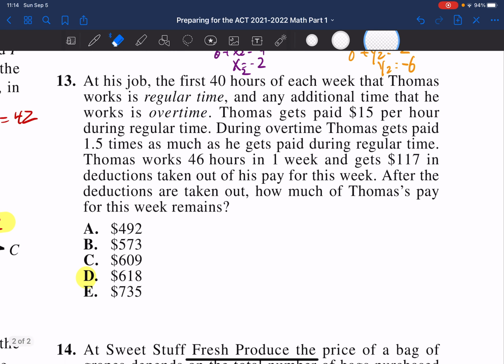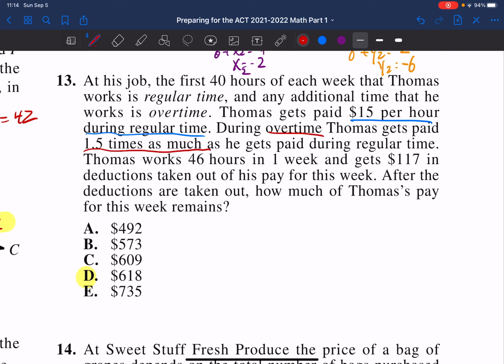All right. Number 13. At his job, the first 40 hours of each week that Thomas works is regular time, and any additional time is overtime. Thomas gets paid $15 an hour during regular time. Let me underline that. Regular time. And then during overtime, he gets paid 1.5 times as much.